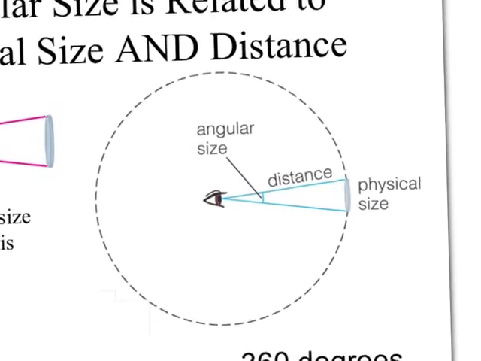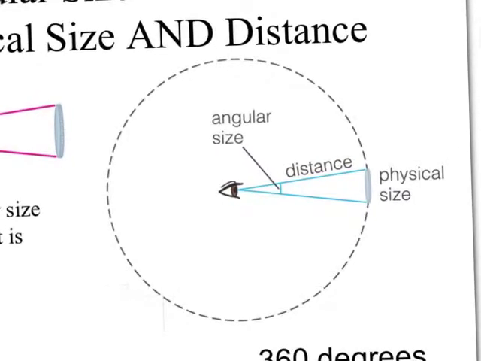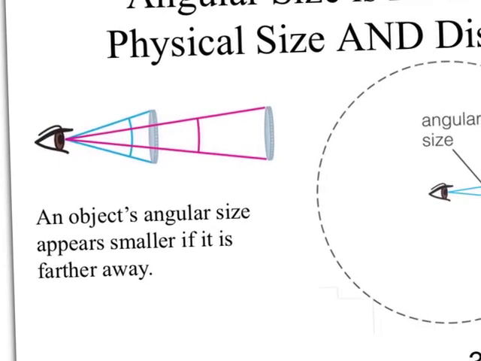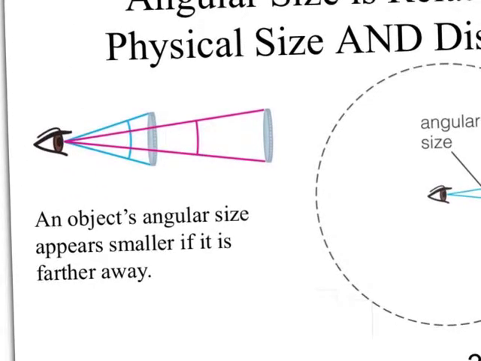So here's the deal then. We can look at an object and get a sense for what we call its angular size, the angle that the object subtends. And I bet you buy this: the closer an object is, the larger the angle it subtends.